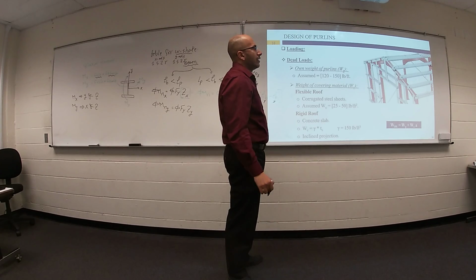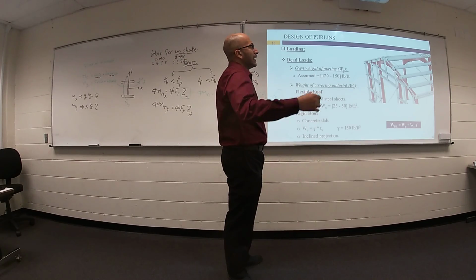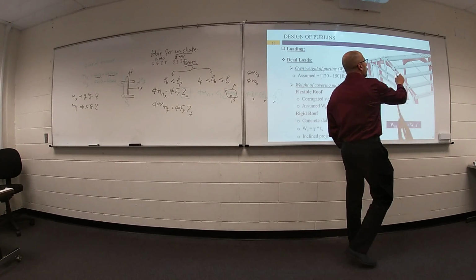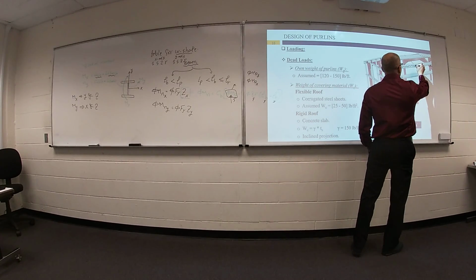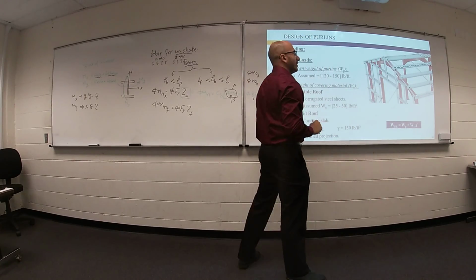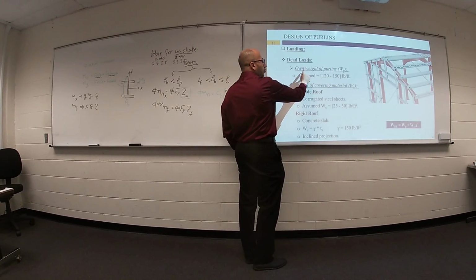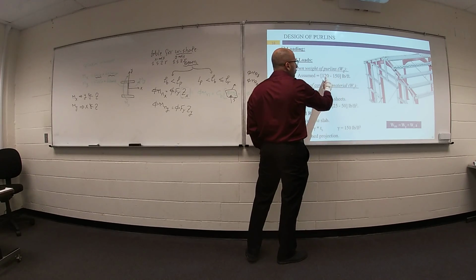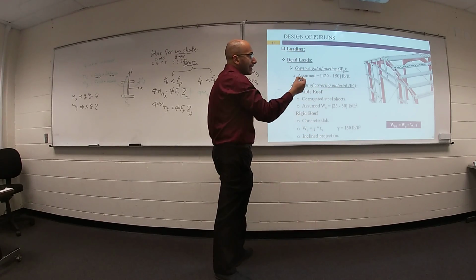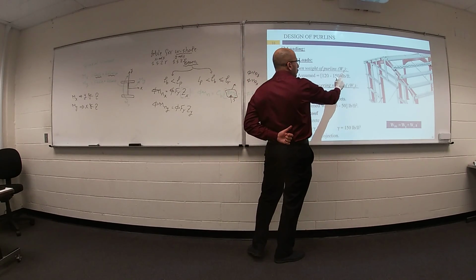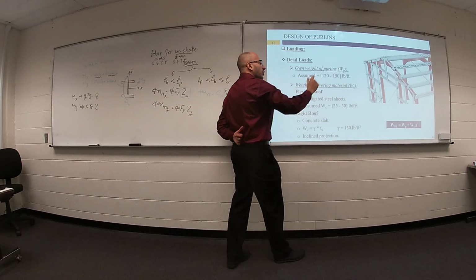What is the load on this beam or on this Berlin? What do you think? First, own weight. This Berlin has weight per unit length. You can assume your own weight of Berlin, which is called WG, something in between, because right now I don't know what is the exact cross section. So I can assume it 120 to 150 pounds for each unit feet.